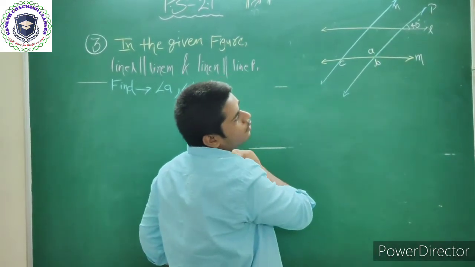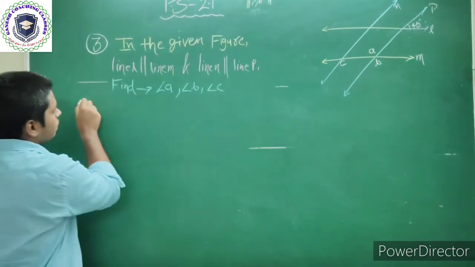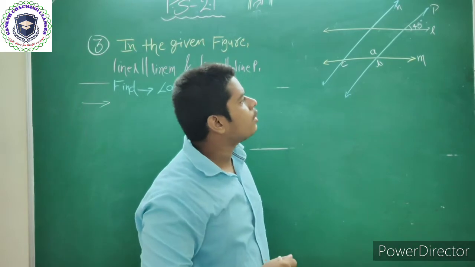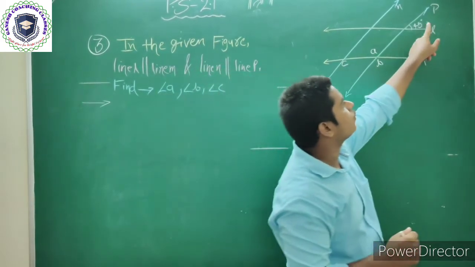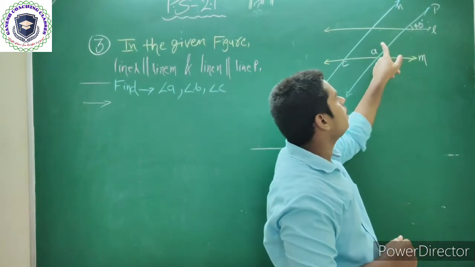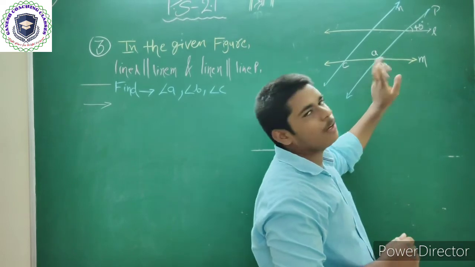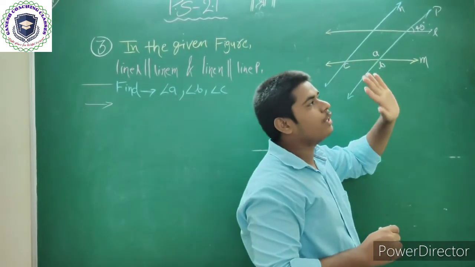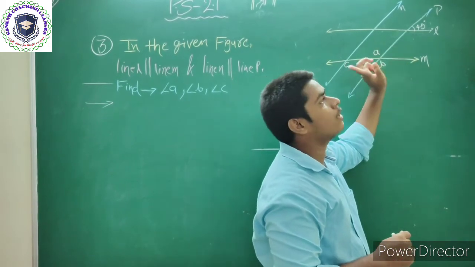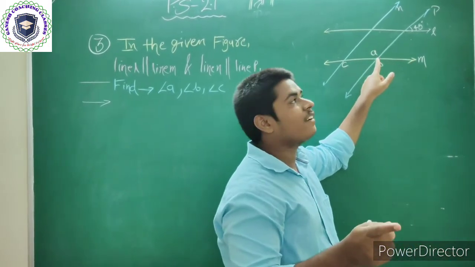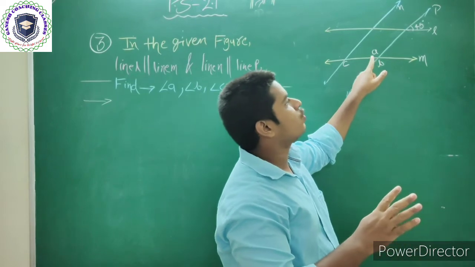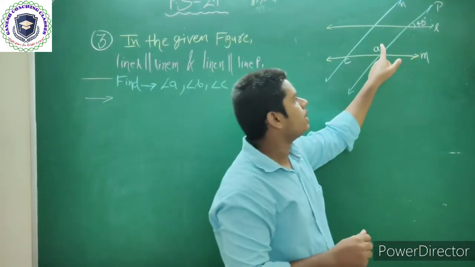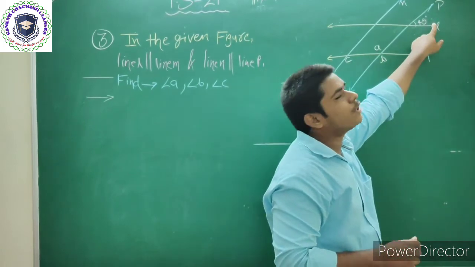So let's start solving this. First of all we have to check what is the relation between this 45 degrees and angle A and B. Is there any relation? There is no interior angle relation between these angles, and no corresponding angles, vertically opposite angles or alternate angles relation. No relation lies between A and B and the 45 degrees.